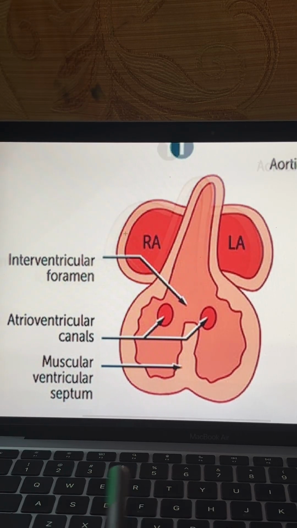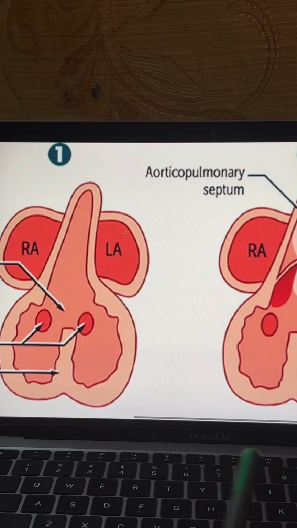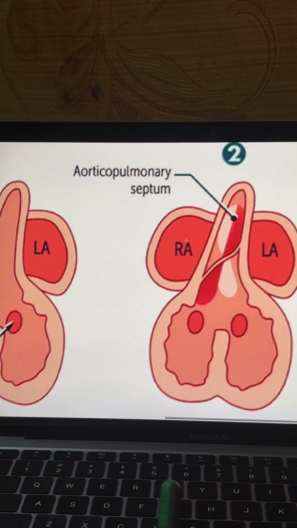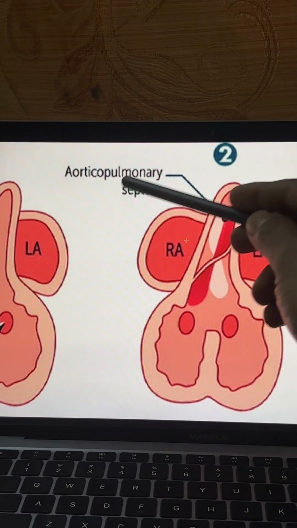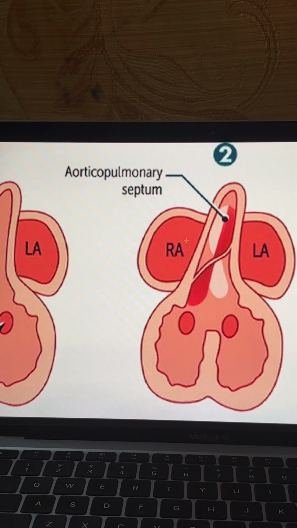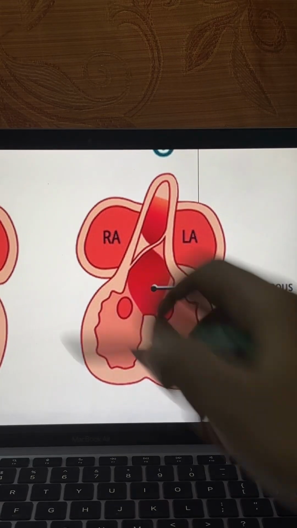Now we'll see the second picture. In this picture you can see this outflow part. This part is the aorticopulmonary septum. It's actually the septation between the aorta and the pulmonary artery. This is the same muscular part, this is the atrioventricular canal, and this is the interventricular foramen.